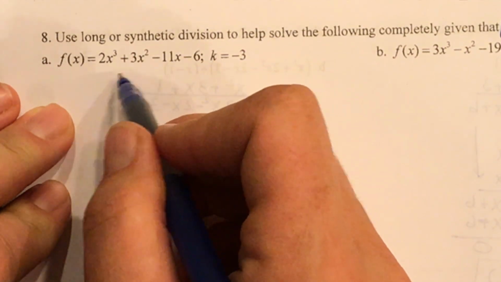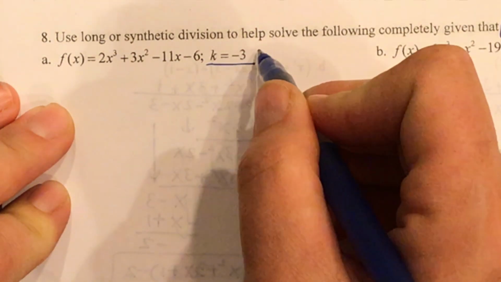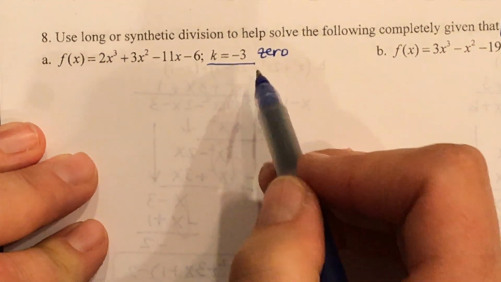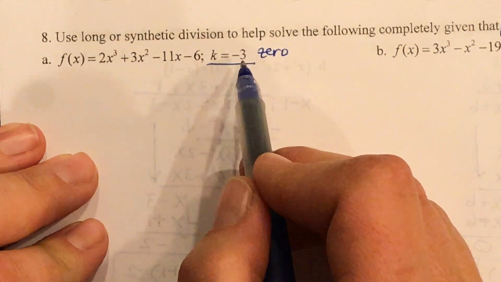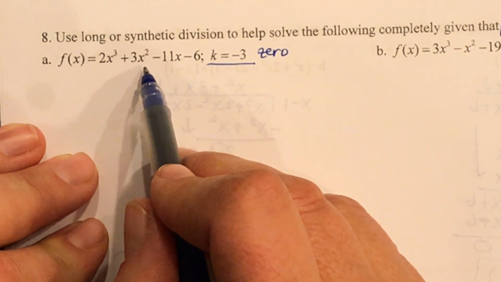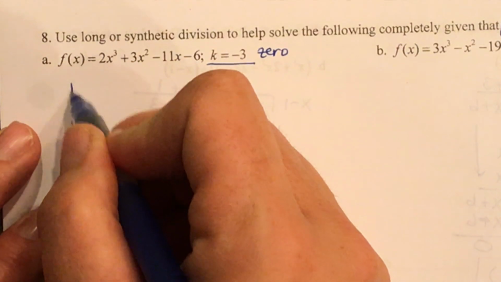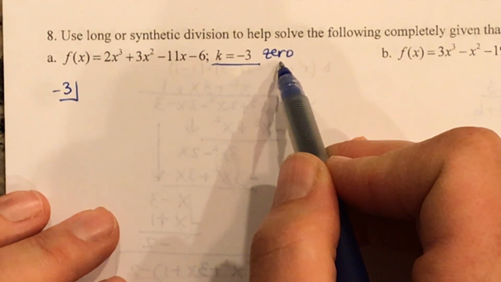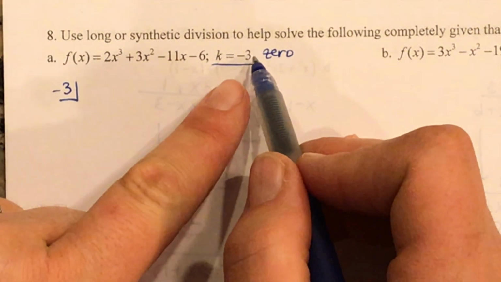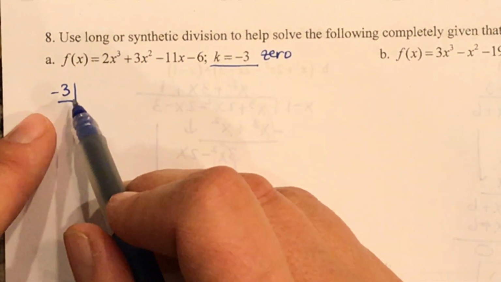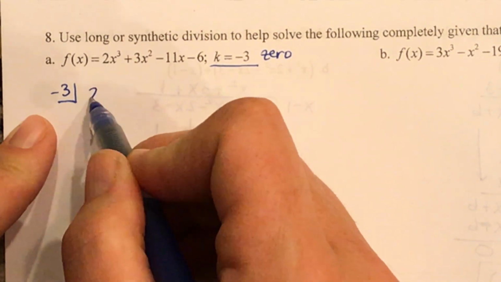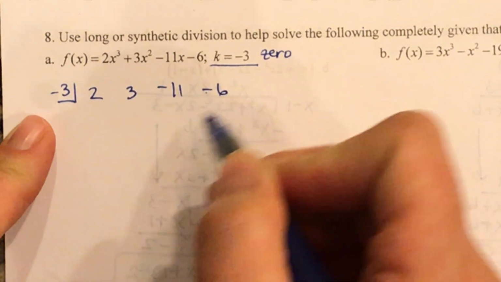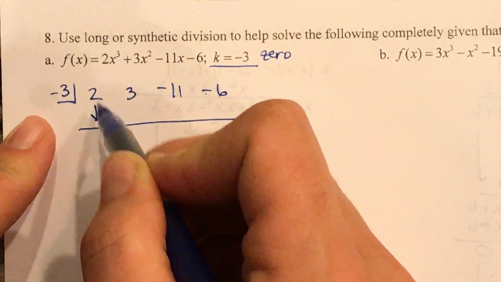Okay, so looking at this, they're telling me that this right here is what we call a 0 or an x-intercept. So when I do synthetic division to here, I should get a 0 as my remainder. Let's see if we do. So I'm going to put my -3 there. Notice they gave us the 0, not the factor, so I don't need to do the opposite of -3. I'm doing -3 in the box. I'm going to get a 2, a 3, -11, and a -6.